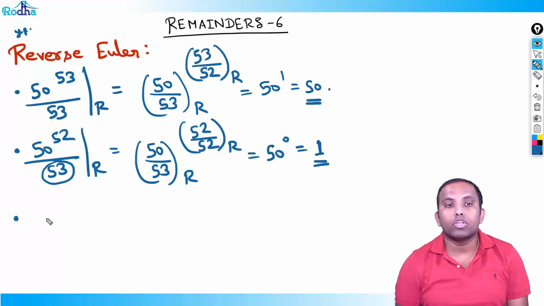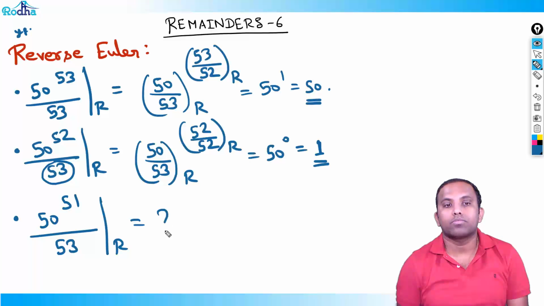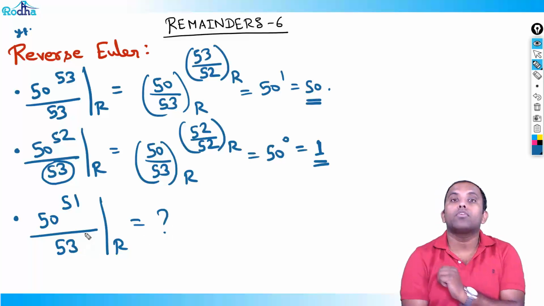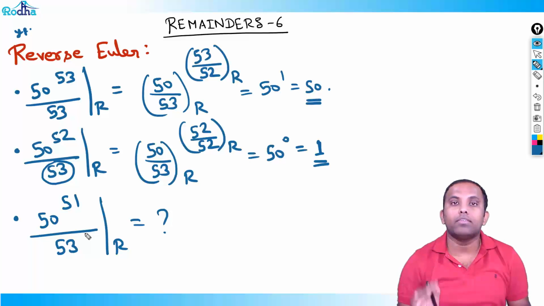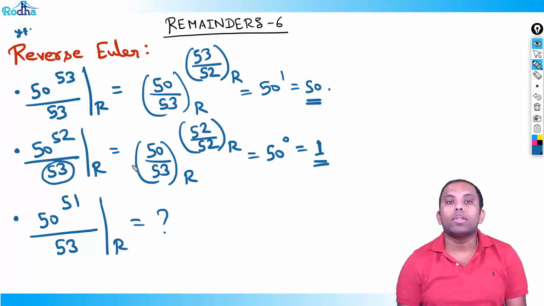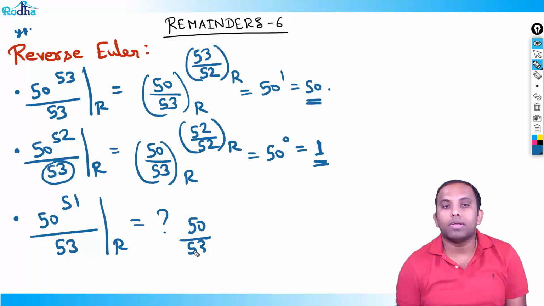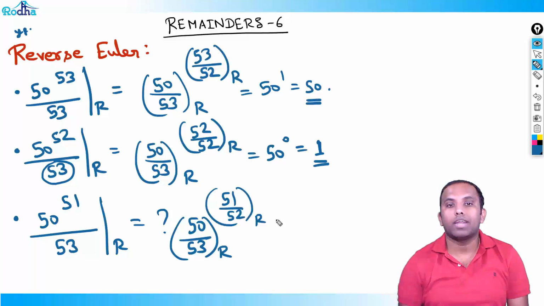But what if the question becomes 50 raised to 51 divided by 53 remainder? Now it's a really tough question. But you can solve it within 20-30 seconds if you get the concept. This is what I meant by reverse Euler. If you apply Euler theorem here, 50 by 53 remainder, and 51 by 52 remainder, you can't do anything, because 51 by 52 remainder is 51 only. So the power is not diminishing.